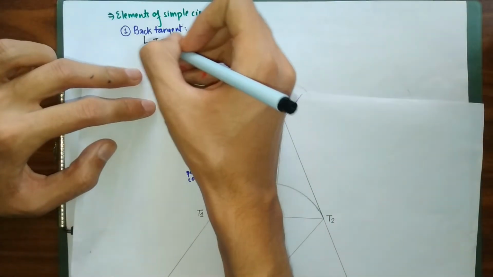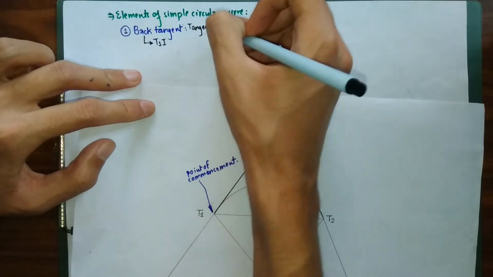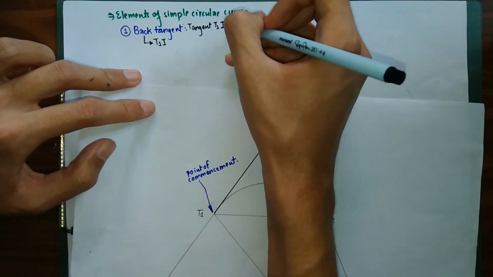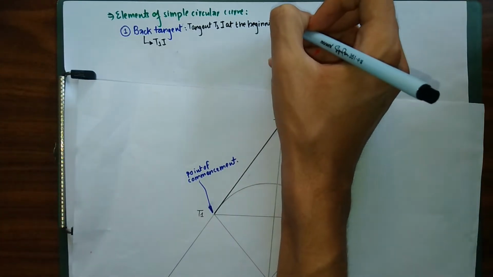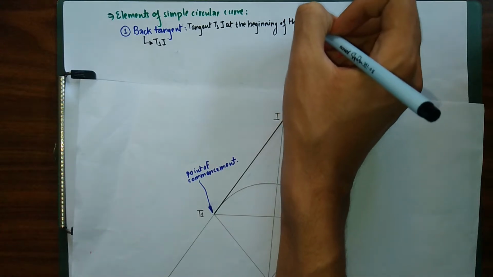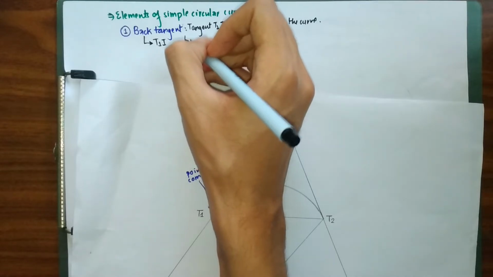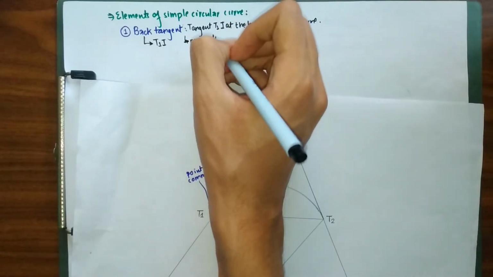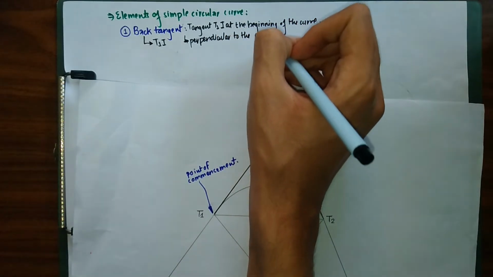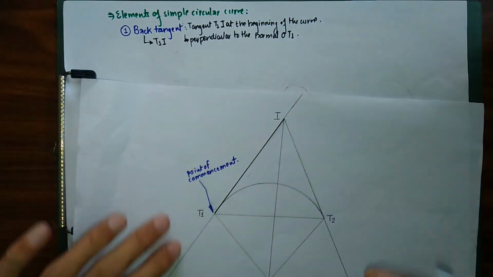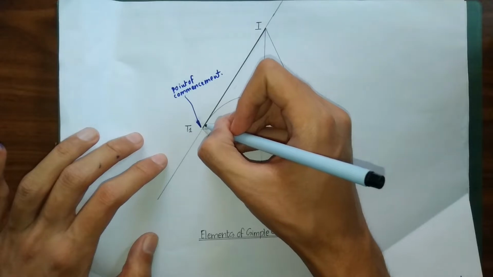For our definition, it is simply the tangent T1I at the point of commencement, or at the point of the beginning of the curve. This back tangent is perpendicular to the normal OT1. We have our normal over here, OT1, and our back tangent T1I is perpendicular to it, so the angle between them is 90 degrees.